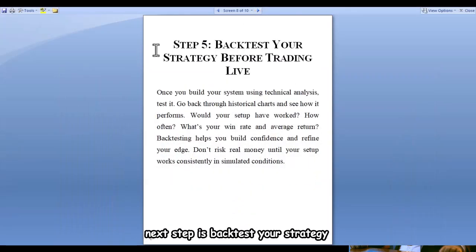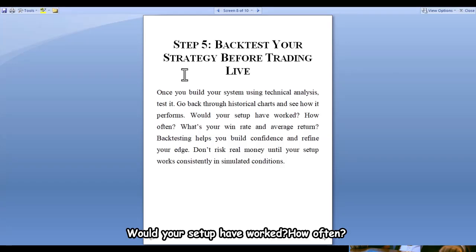The next step is to backtest your strategy before trading live. Once you build your system using technical analysis, test it. Go back to historical data and see how it performs. Would your setup have worked? How often? What's your win rate and average returns? Backtesting helps you build confidence and refine your edge. So don't risk real money until your setup works consistently in simulated conditions.